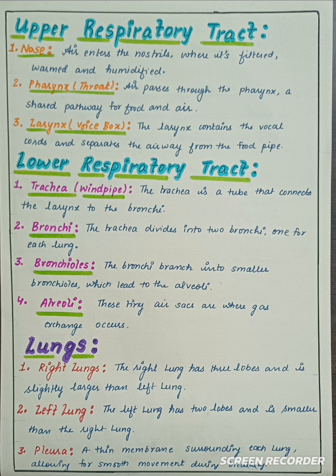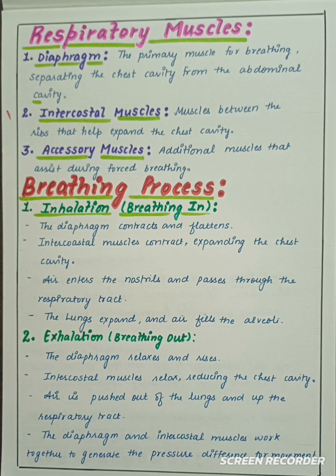Next, the most important part is the lungs. So we know we have two lungs. First is the right lung and second is the left lung. The size of the right lung is a little larger than that of the left lung. And the third part in this is the pleura, a thin membrane that surrounds the lung, which helps for smooth movement during breathing.